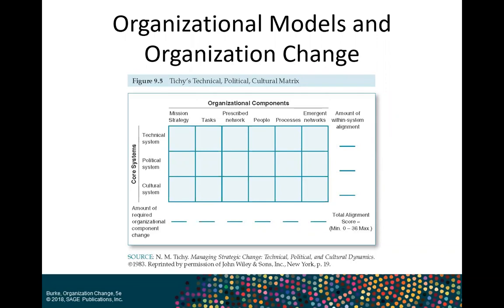This is the matrix that takes all of the organizational components, then takes the core systems, the technical, political, and cultural, and starts to provide a rating. So you can almost complete this for a particular change: amount of within-system alignment, you score it, and then you score amount required on the bottom for each organizational change component, and you have a total alignment score that spans between 0 and 36.